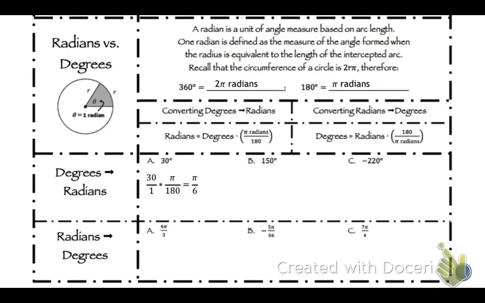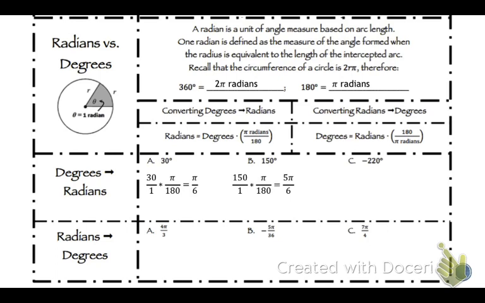Okay? Now let's look at B. We're going to have 150 times pi over 180. Just going to put that over 1, multiply straight across. So you get 150 pi over 180. 10 goes into both of those, so that's 15 pi over 18. 3 goes into 15 5 times. 3 goes into 18 6 times. So that's 5 pi over 6.